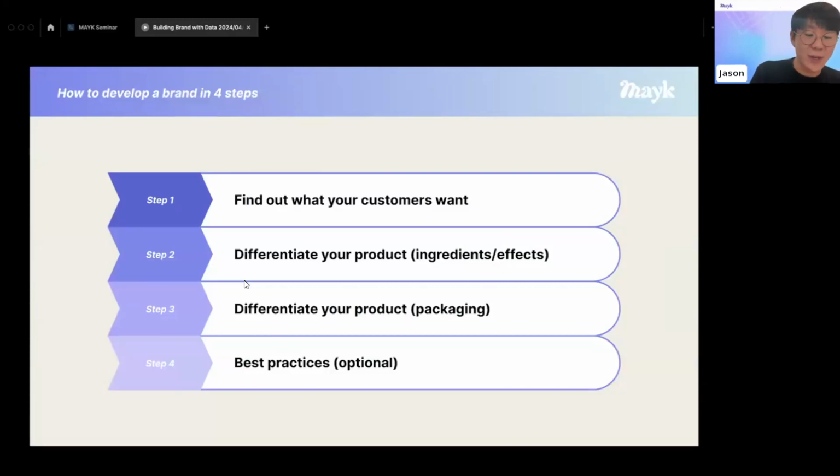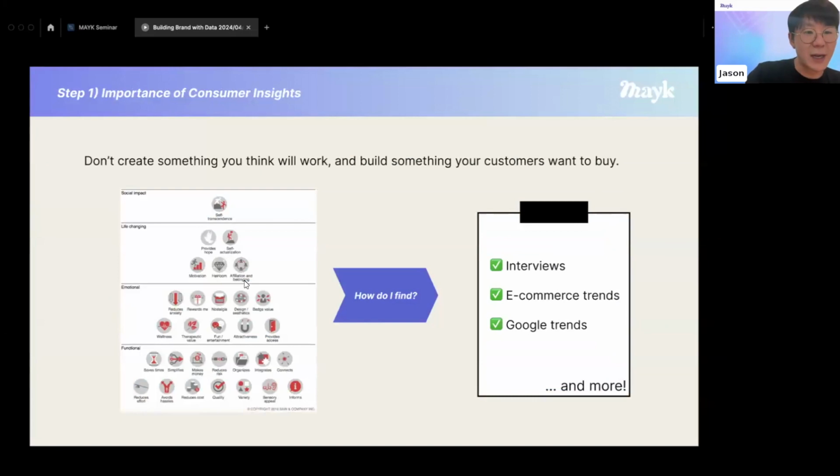I divided this into 4 different steps. So starting off, step number 1, the most important step I tell my clients: don't create something you think will work, but rather build something your customers want to buy. It's much better to put your bet on something your customers actually want rather than what you think they want.